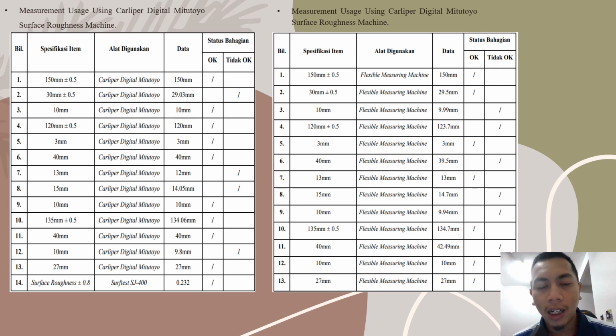This is our table of measurements using a digital caliper and a Mitutoyo surface roughness machine. So this is our specification. Bill number 1, as you can see, on the left side is what we want, and on the right side is our result. So not everything is okay.